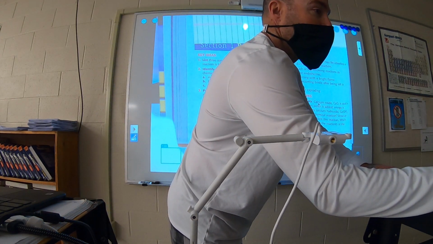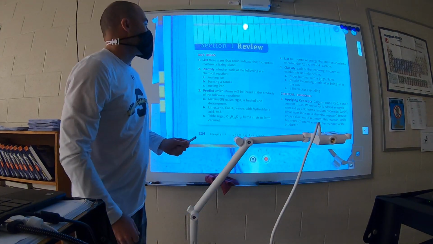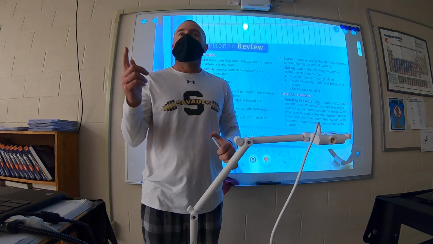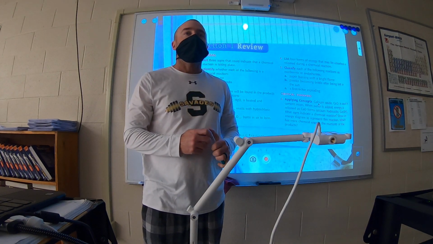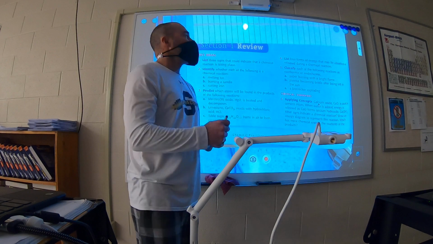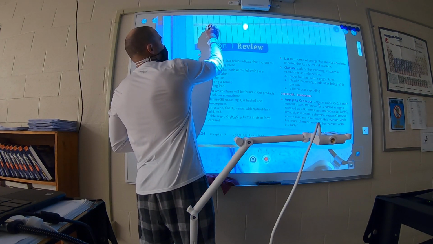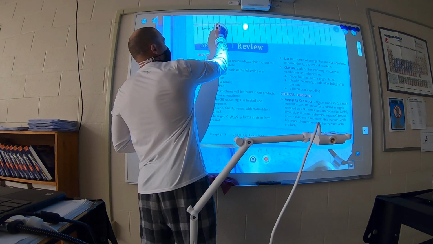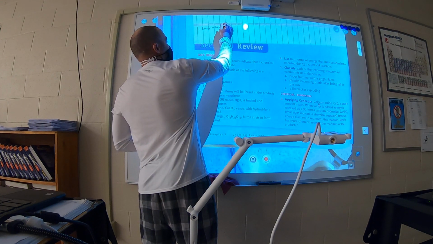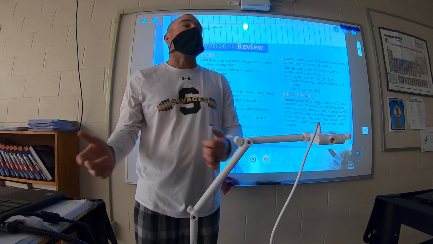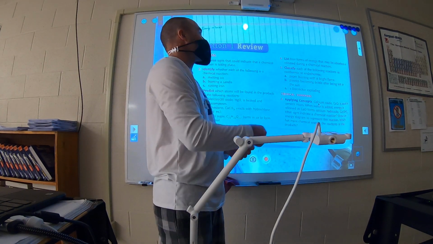Number 1 says, list 3 signs that could indicate a chemical reaction is taking place. What are 3 signs? What's 1? The temperature. Okay, I'm going to put that all together as energy released. If energy is being released, through an increase in temperature or light or sound, that would be an example. Devin, what's another one?